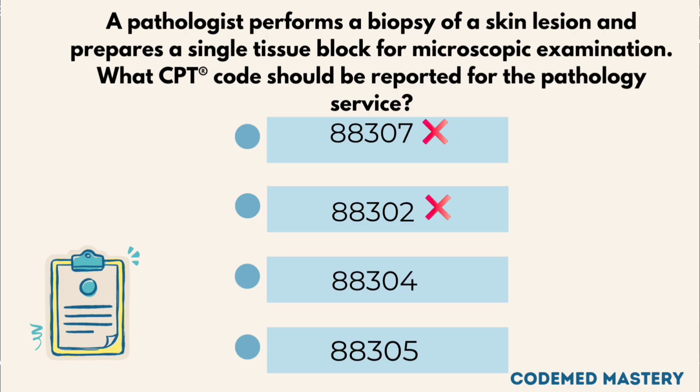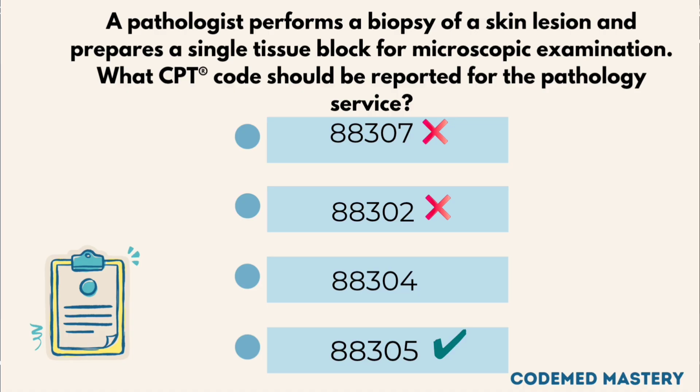Under 88304, there is skin cyst tag debridement. And under 88305, there is skin other than cyst tag debridement or plastic repair. Therefore, we have to use 88305, which is for skin other than cyst tag debridement or plastic repair. Because in the question they have given pathologist performs a biopsy of a skin lesion. It is not cyst tag debridement or plastic repair.